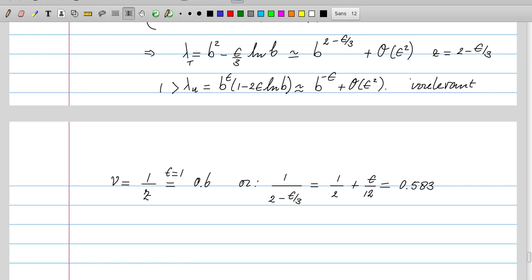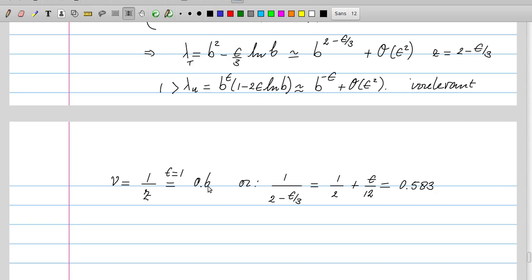So let us analyze what we have ended up with. The nu is the critical exponent for the correlation length. It's 1/z. And if we take epsilon equals 1, this was 5/3, so then we get a value of 0.6.